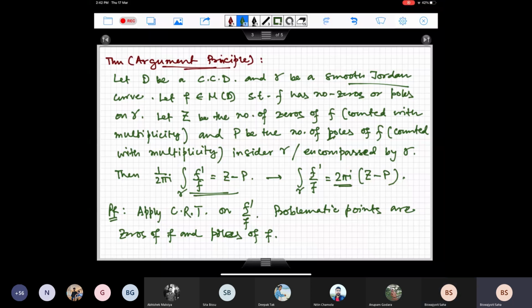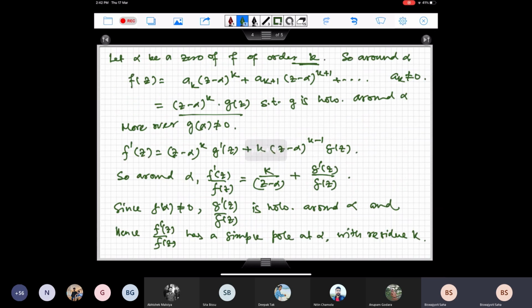What does it say? This integral is going to be 2 pi i times (Z minus P). And what does the Cauchy residue theorem say? The integral over gamma of f prime over f is 2 pi i times the sum of the residues, because here my gamma is a smooth Jordan curve. And what are the residues that I am getting? If I start with a zero, the residue comes out to be the order of the zero. So if I sum all of them, I get the total number of zeros counted with multiplicity.